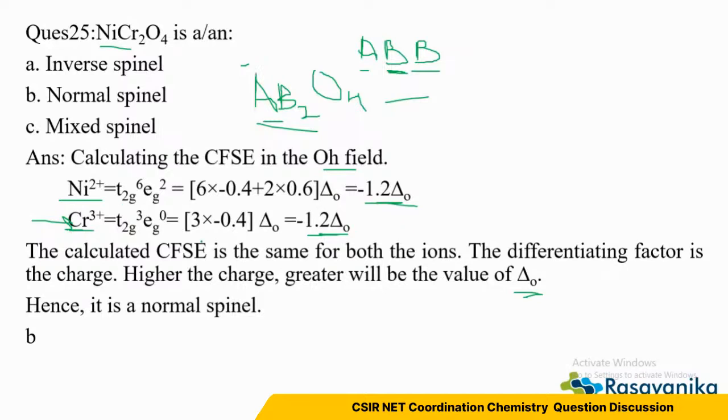It will be able to attract the electrons from this O2-, which is in the lattice points, towards itself more because it is electron deficient. It has a higher charge, and splitting will increase. The CFSE, delta naught, will increase. So hence it is a normal spinel. Why? Because B3+ is greater than A2+ in CFSE, so chromium 3+ is greater than nickel 2+, right? So this is the reason. This is your normal spinel.